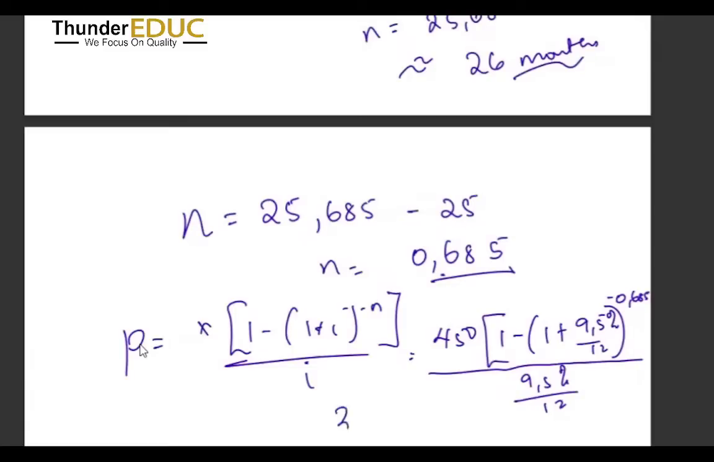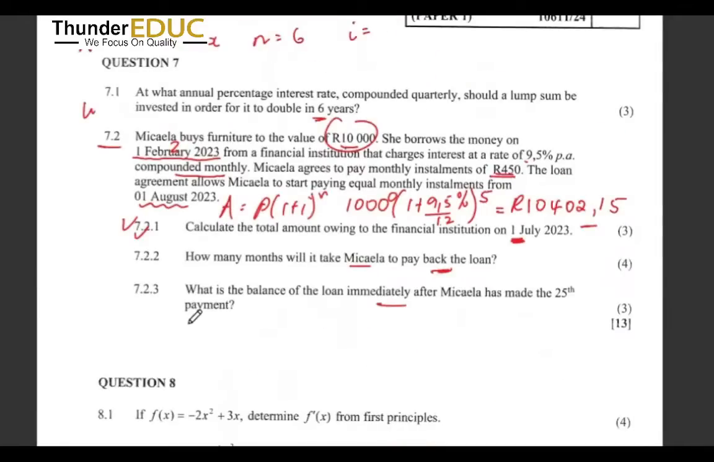Okay, so that gives us 306,200. So this is what will be left of the payment after the 25 installments or payments that would have been made. So guys, that is question number 7. That's question number 7. Guide for that particular question.